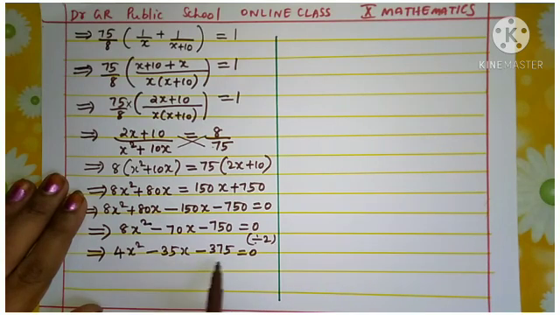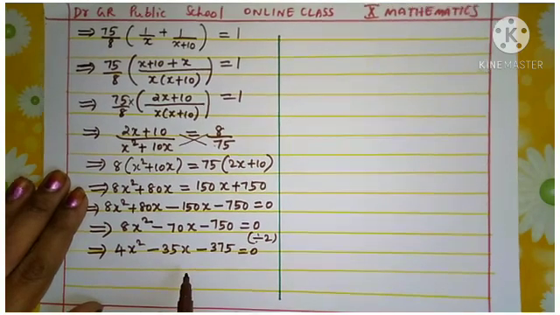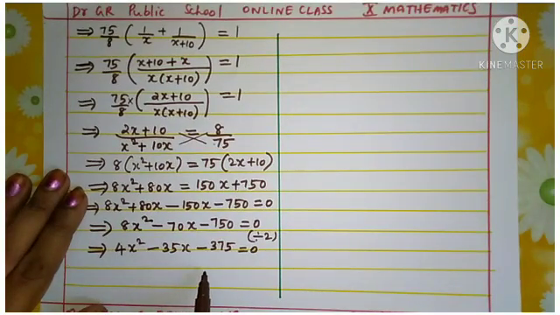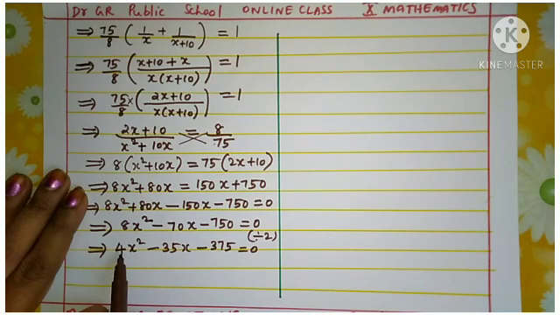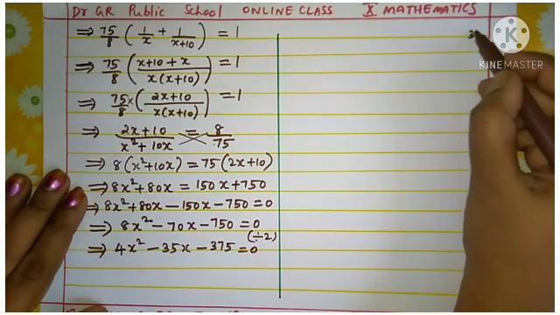So this is our quadratic equation of the form ax square plus bx plus c equal to 0. And you see, now we are going to find the roots of this equation, and here also we are using the product value and sum value, that is the splitting the middle term method. But here you see the coefficient of x square is 4. It is not equal to 1. It is 4. So the product value is this 4 multiplied by 375. What is 375 into 4?